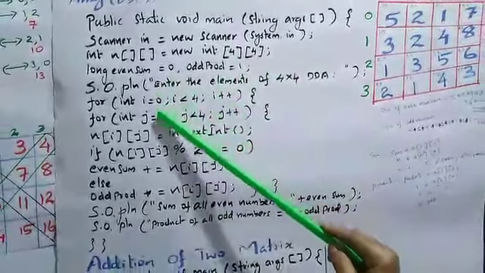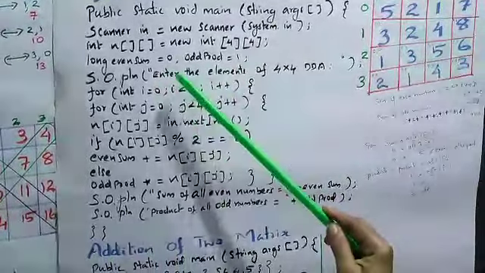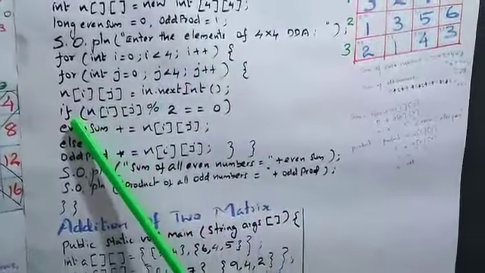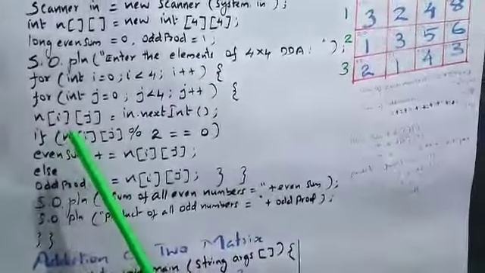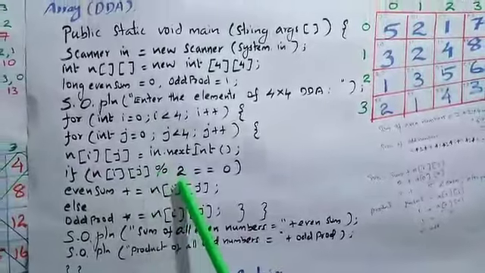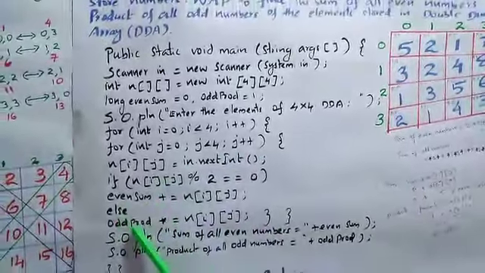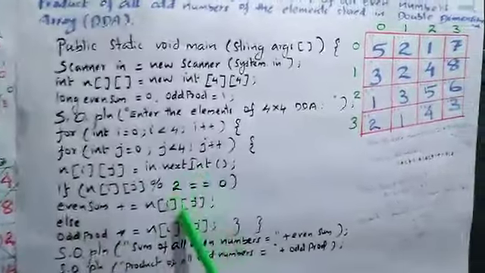In the same way, you have to use i and j. Then after that, here you are using one if condition. Which condition? If n of i and j modulus 2 is equal to 0, then you have to do the sum. Otherwise, you have to do the product. Now, how will you do this logic?